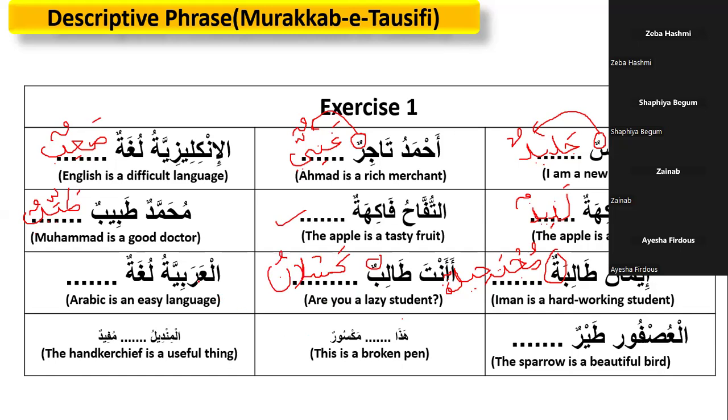Now, al-Arabiyyatu lugatun. Now, easy. What was the word I told? Sahla, right? Yes, sahla. So here, this is feminine. Now need to follow the structure of noun. Sahlatun. Sahlatun.